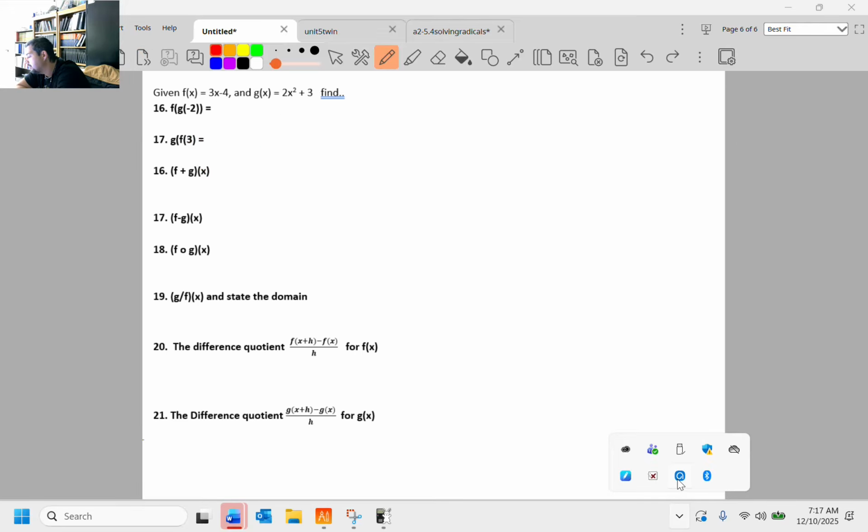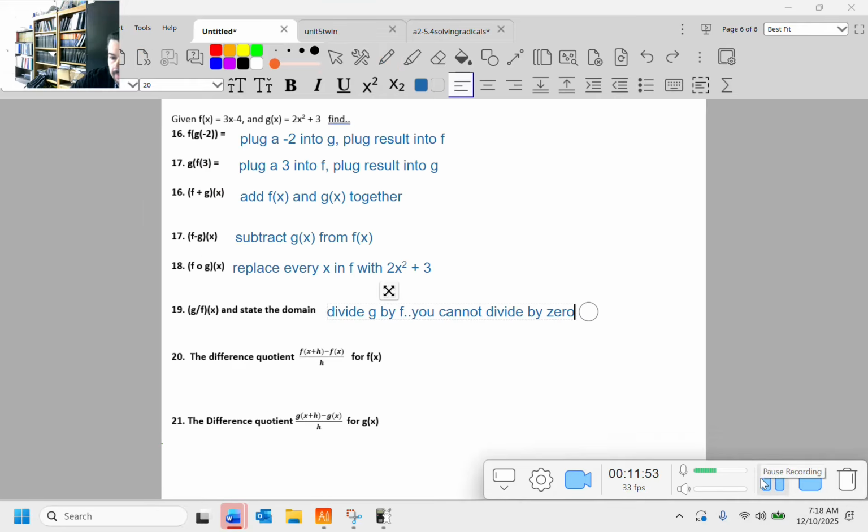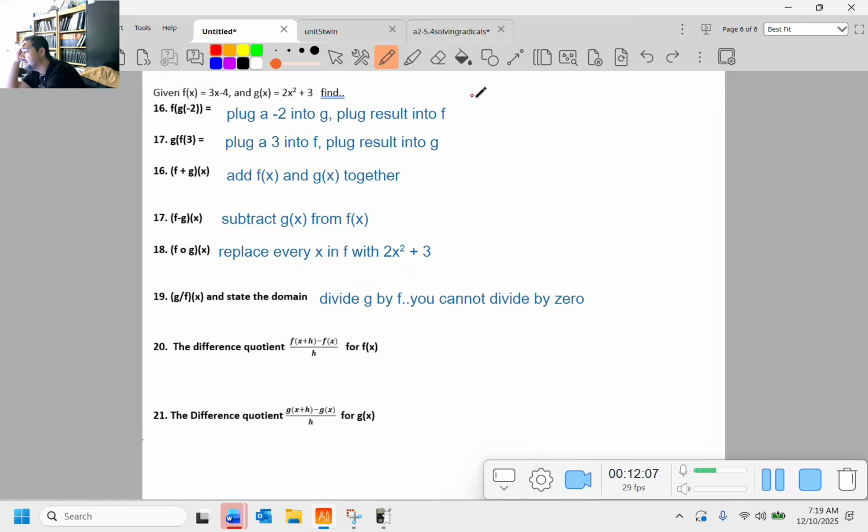I'm going to pause right before I do this little group. I will be right back. All right, last little grouping here. So while I was paused, I just typed some stuff out for you. So to find f of g of negative 2, which is read f composed of g composed of negative 2, we're going to plug a negative 2 into g. So we'll do that first.